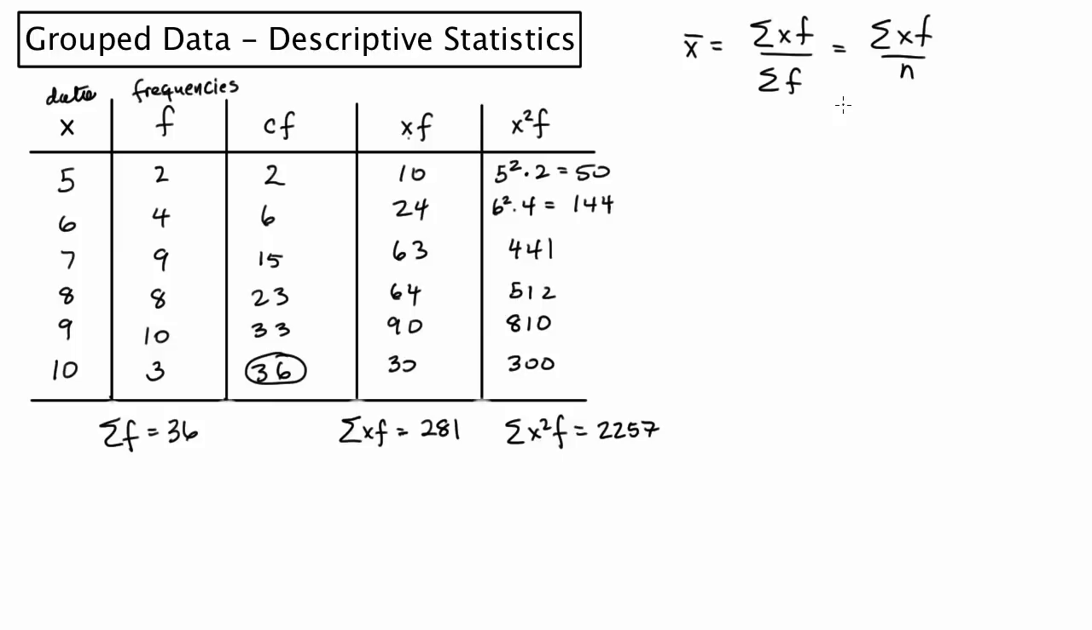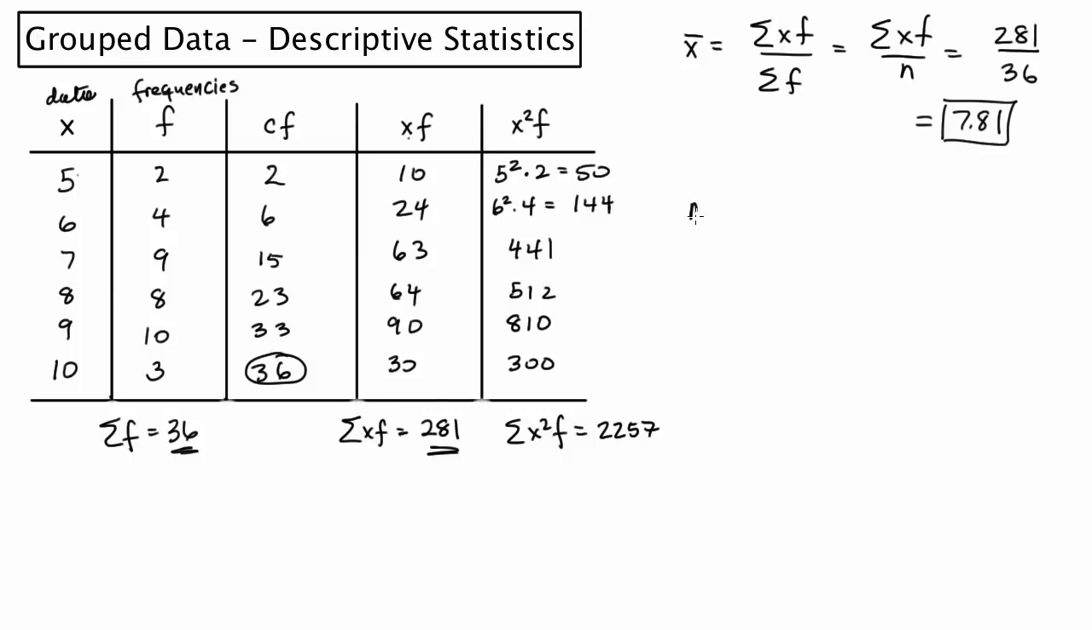So looking at our table, the sum of the XF is 281, and the number of data points is the sum of F, which is 36. Dividing those two, we'll get 7.8, and I'll round it here to 7.81. So that would be the grouped mean for this data set. Now notice, if we're going to calculate a mean, it better be somewhere between 5 and 10. And so the value of 7.81 makes sense here.